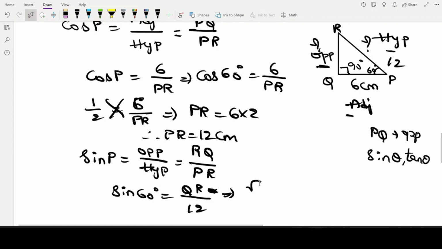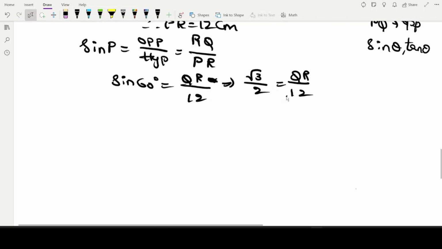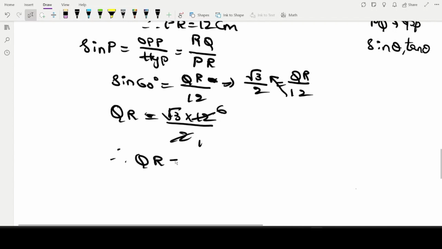Sine 60 degrees is root 3 by 2, equals QR divided by 12. Now let us cross multiply; you can shift the 12 to the other side, and when the division is shifted, it becomes multiplication. So root 3 into 12 divided by 2: 2 sixes are 12. Therefore QR equals 6 root 3 centimeters. So the value of QR is 6 root 3 centimeters and the value of PR is 12 centimeters. So this is the problem.